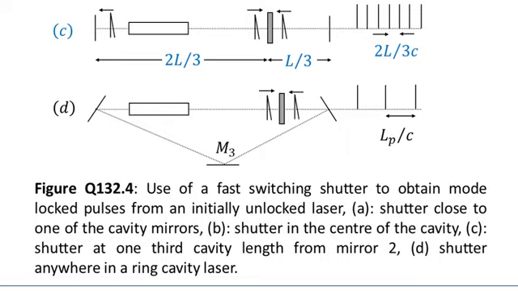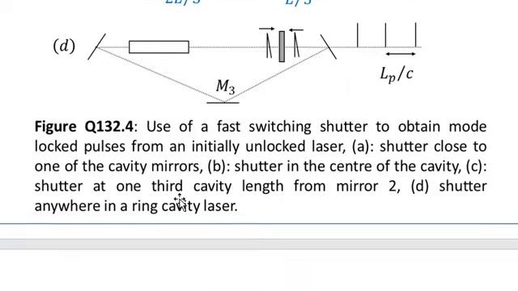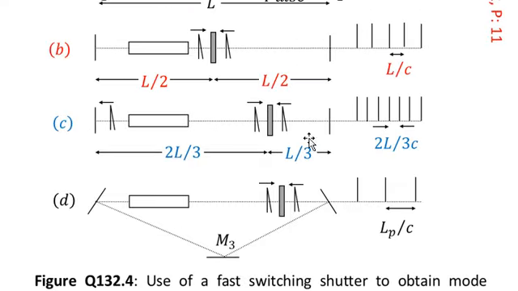And what is case number C? The shutter is at 1/3 cavity length from mirror 2. So this is mirror 2, and this is the shutter, which is placed at a distance of L over 3. And the other mirror, that is mirror 1, is of course at a distance equal to 2L over 3 from this shutter. Since we are obtaining the output from mirror 2, we can say that the shutter is at a distance L over 3 from mirror 2.